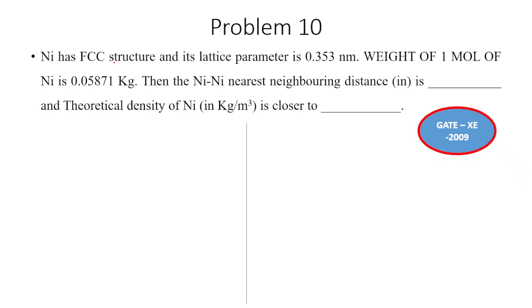Nickel has an FCC structure and its lattice parameter is 0.353 nanometers. The weight of 1 mole of nickel is 0.05871 kilogram. Then the nearest nickel-nickel neighboring distance is, in nanometers, and the theoretical density is closer to what value? Does anybody know how to solve this?